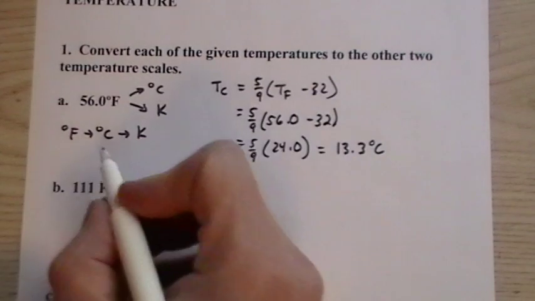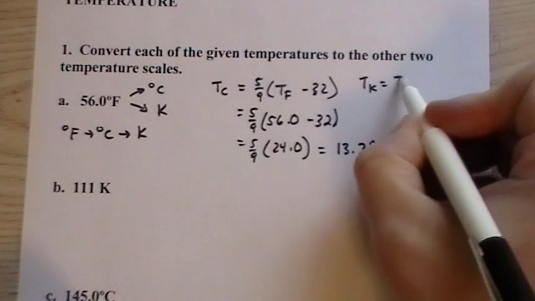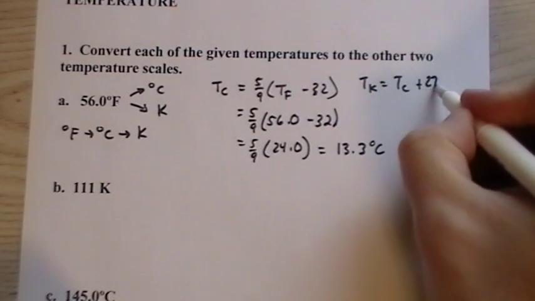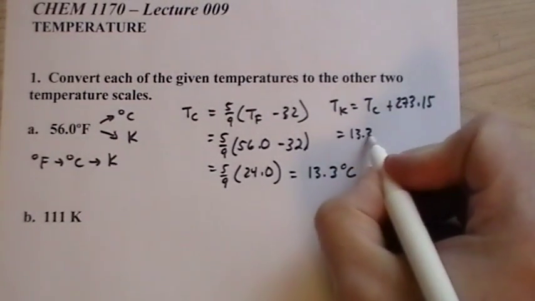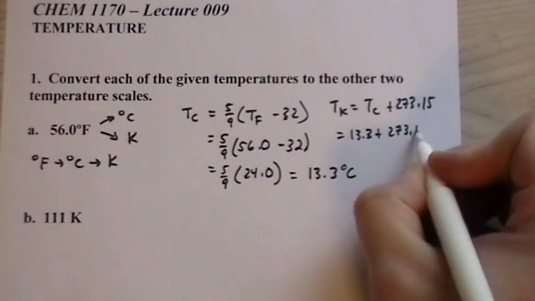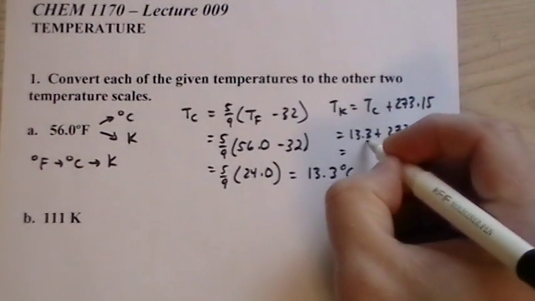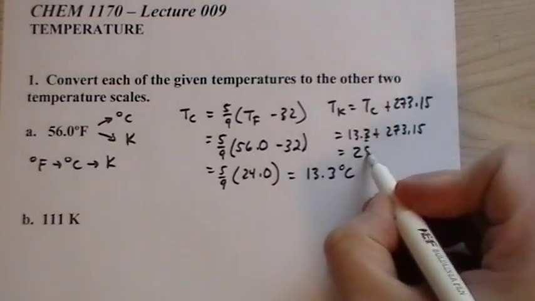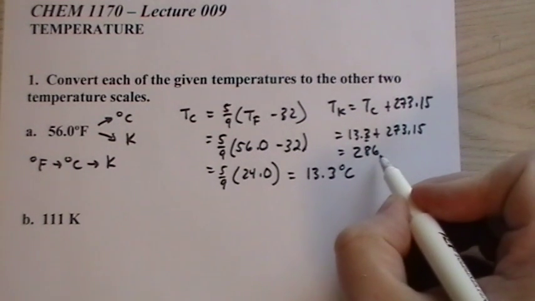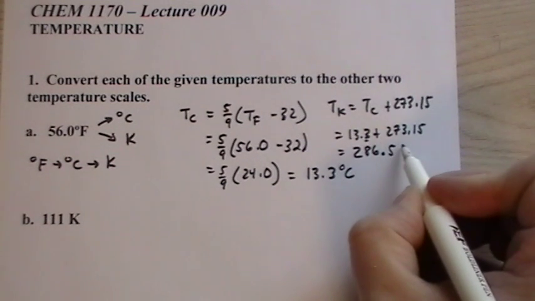So when we do the Celsius to Kelvin, Kelvin is going to be Celsius plus 273.15. So this is going to be 13.3 plus 273.15. You may have been taught before to just use 273. A lot of times that's okay, but since we go out to the tenths place here, you want to use all of your decimal places so that you don't lose any of the information. And this is 286.45, which we're going to then round to 286.5 Kelvin.